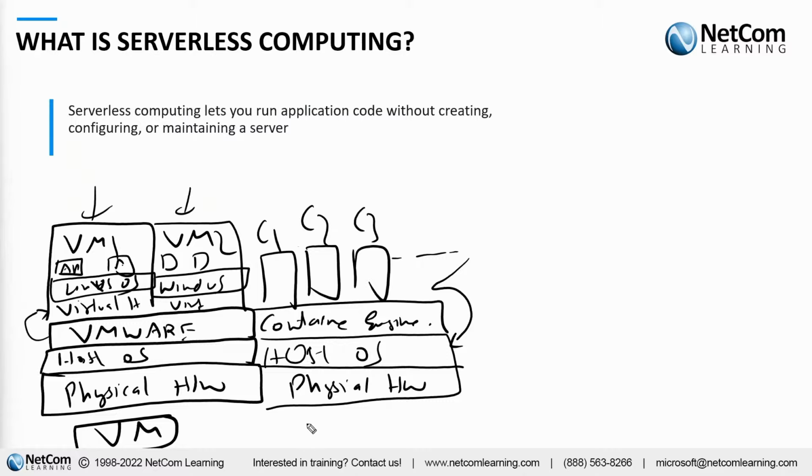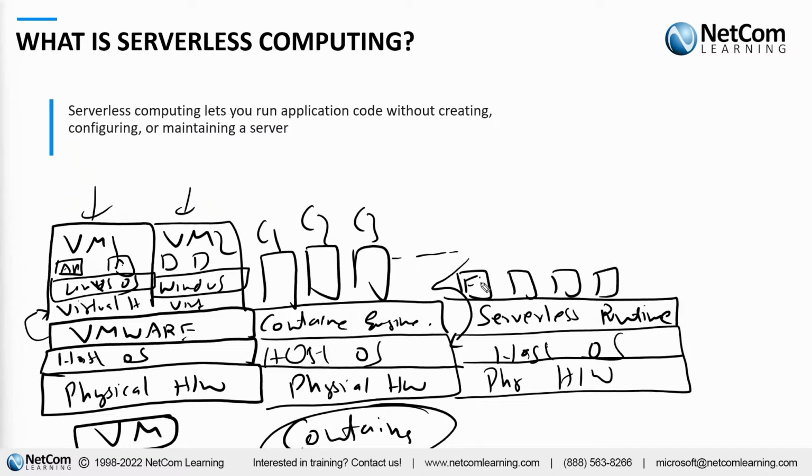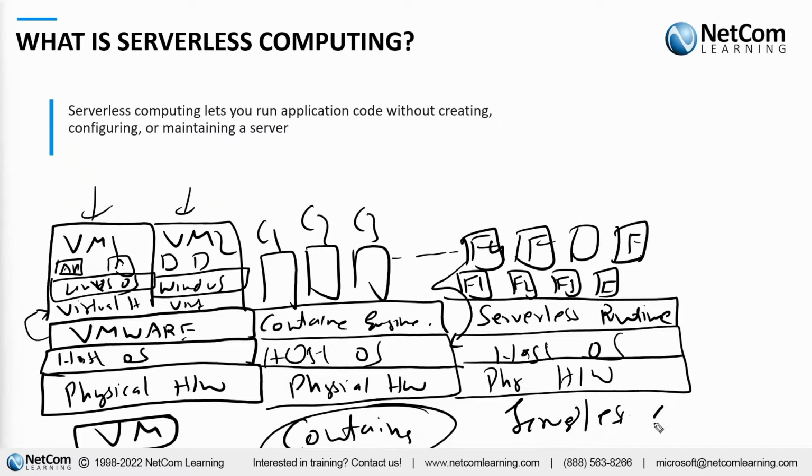And if I go to a completely serverless model, that's a different model. In the serverless model, you have the same option: you have the physical hardware again, you have the host operating system, but now instead of a container engine, you will have a serverless runtime engine here, and then you can run as many functions, I will call them F1, F2, F3, F4. These are functions, and each function is going to do something for me. So you can say in this case, this is my serverless offering here.